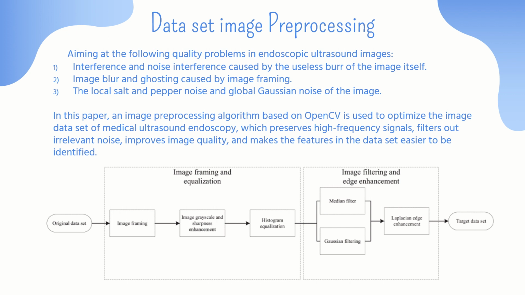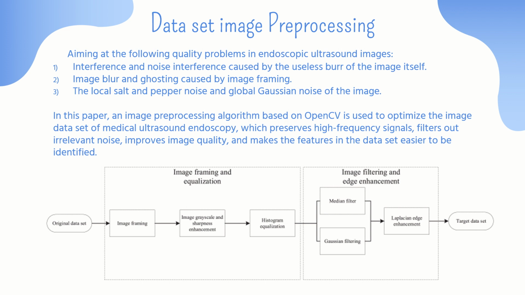Here we are using median filter and Gaussian filtering. With the help of these filters, median filtering will remove all the salt and pepper noise in the image, and Gaussian filtering will eliminate all the glitches and graininess in the image, and it will clean the image. Later this image is sent to the Laplacian edge enhancement for enhancing the boundaries or the edge portions of the organs, and to eliminate all the unwanted noise. Later it is considered as the target dataset.